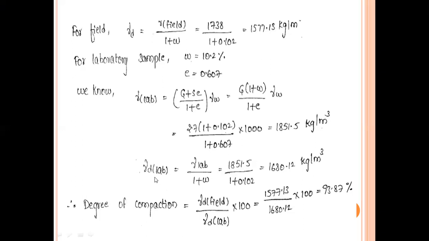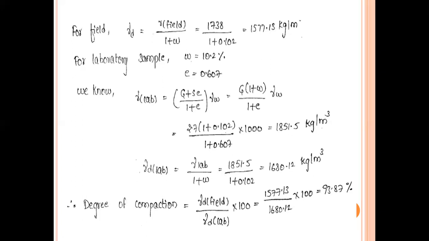And dry density gamma D we find out in lab. Gamma D value equals gamma divided by 1 plus W. This is the formula to find gamma D. First one is field, this is lab. So gamma lab divided by 1 plus W. Here gamma value we take 1851.5. So substitute in gamma: 1851.5 divided by 1 plus water content value 0.102, that is equal to 1680.12 kg per cubic meter. It is the dry density.